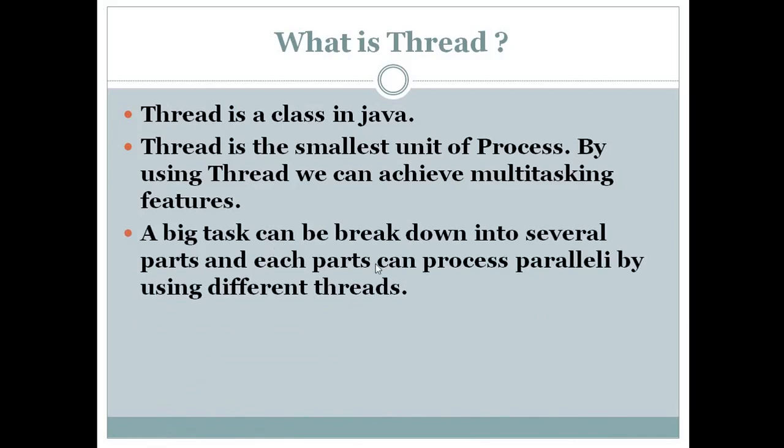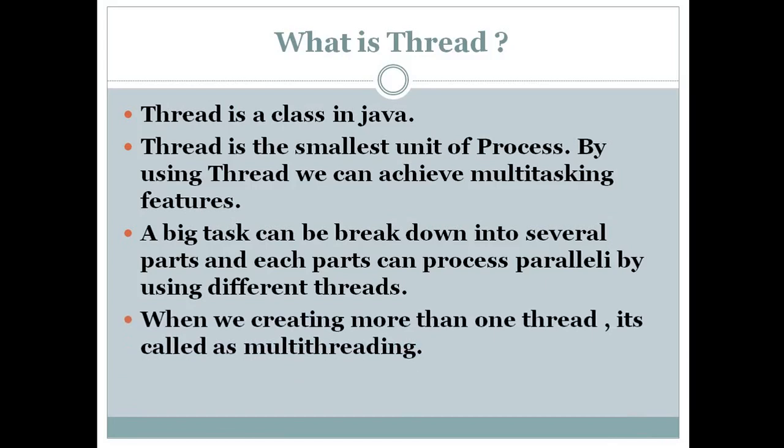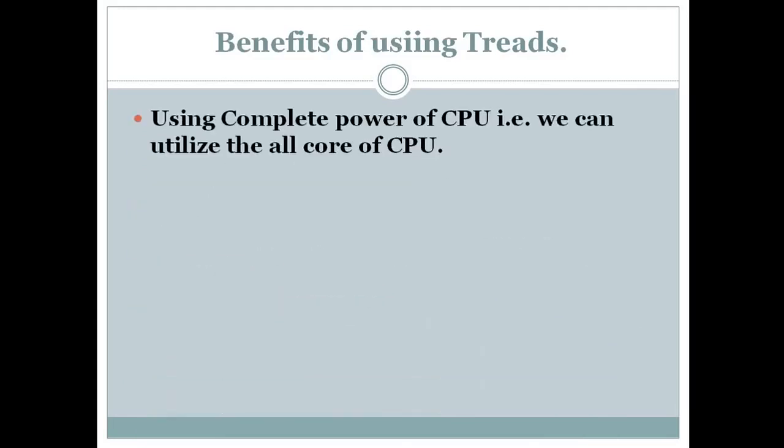A big task can be broken down into several small parts, and each small part can be processed parallelly using different threads. When we create more than one thread, it's called multi-threading.